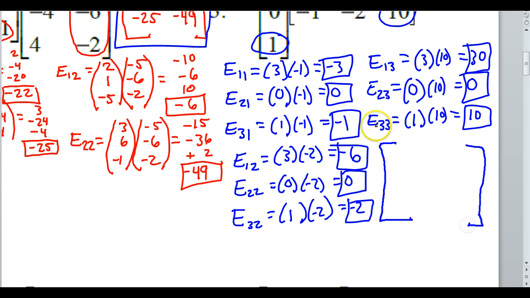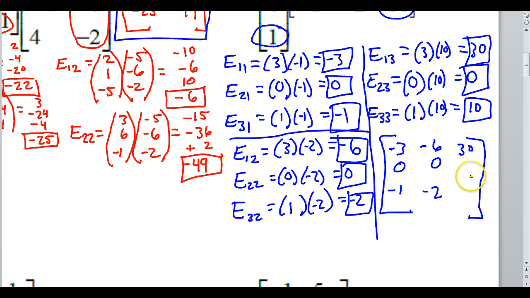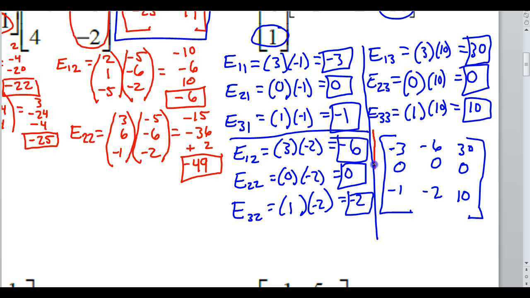So my answer is -3, 0, -1. That was these guys. We kind of split it up like this. And then the second column was -6, 0, -2. And then the third was 30, 0, and 10. So this would be the final answer, that 3 by 3 matrix we were looking for.